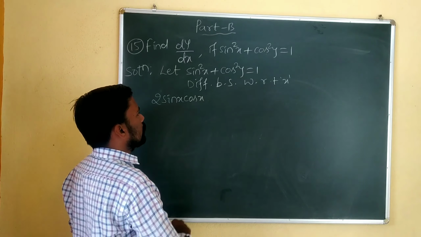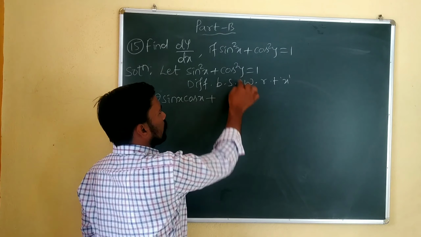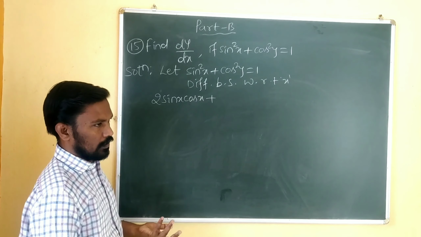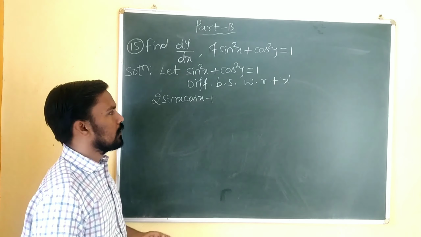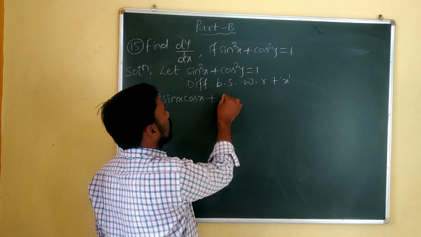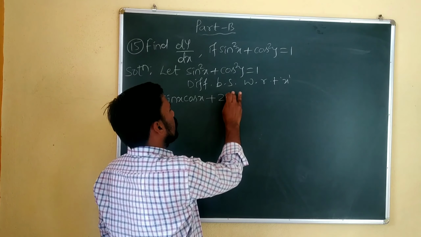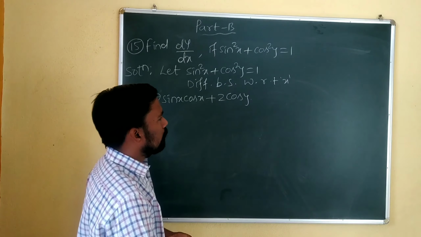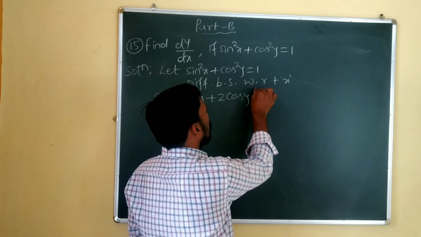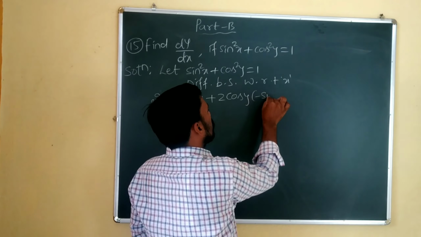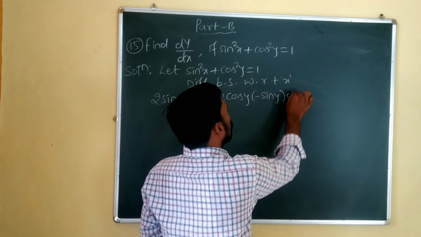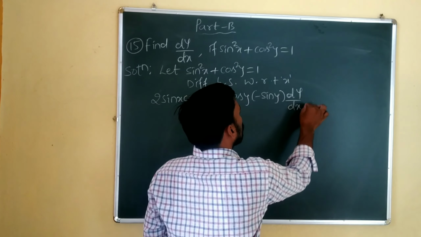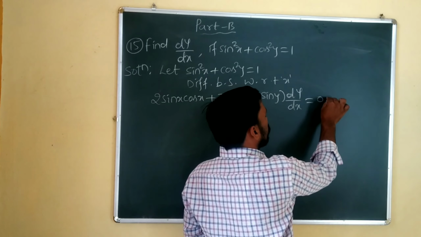Cos x. Similarly, for the second term also, cos square y, you know the derivative of cos x, but the derivative of cos square, with powers, you don't know. So use chain rule. Derivative of x square is 2x. So it is 2 into cos y. And now take the derivative of base. Derivative of cos y with respect to x is minus sin y into dy by dx. dy by dx. That is equal to derivative of 1 is 0.